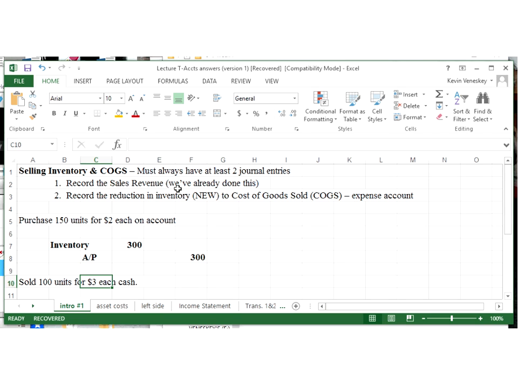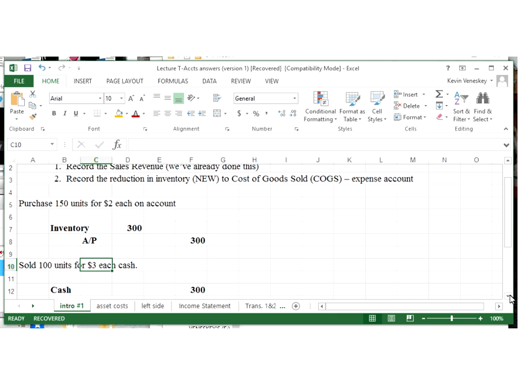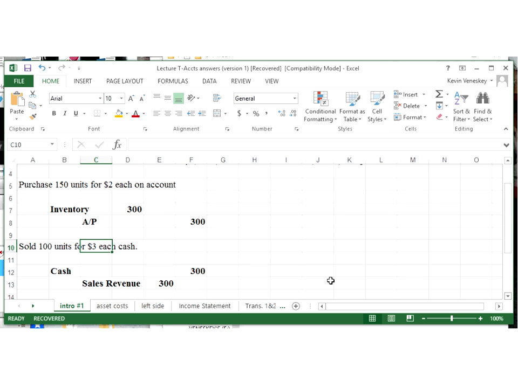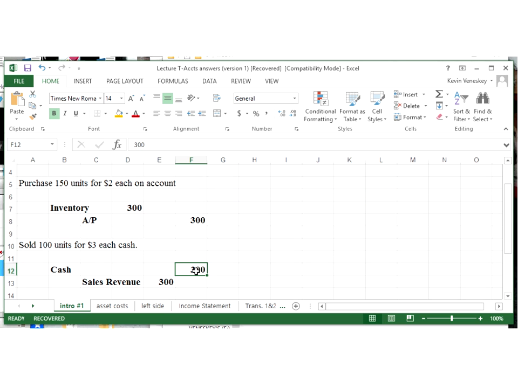So how we would journalize this, the first part of the journal would go exactly the same as we're used to. I would ask the question, what did I get? And I got cash for $300. Why did I get the cash? Because I made a sale. So that's our normal journal entry.